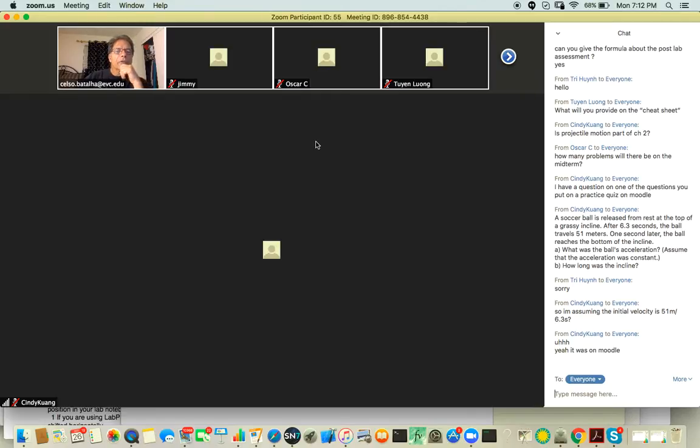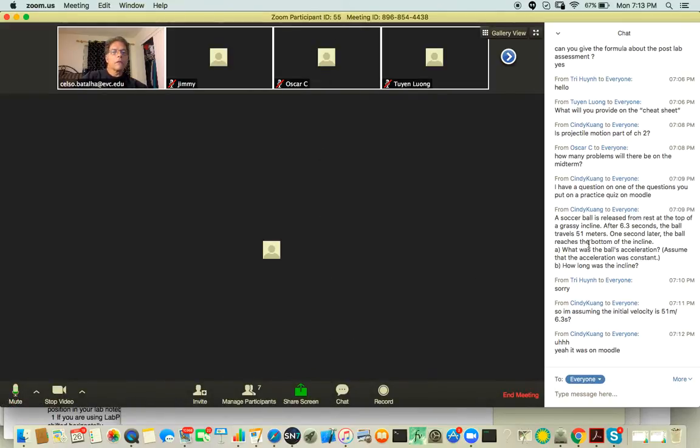Okay, so let me answer your question about the initial velocity. I'm assuming the initial velocity is 51 meters. Now, initial velocity is the velocity the ball has when it is released. So look at this. Let me see if I can annotate on top of this. I don't think I can annotate.